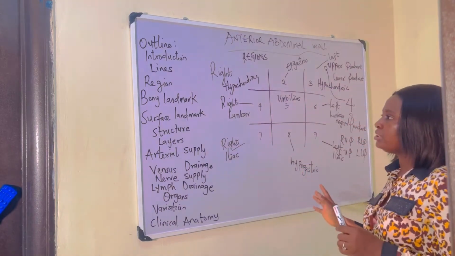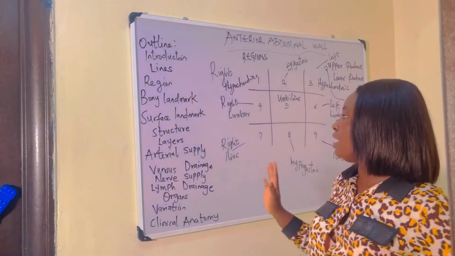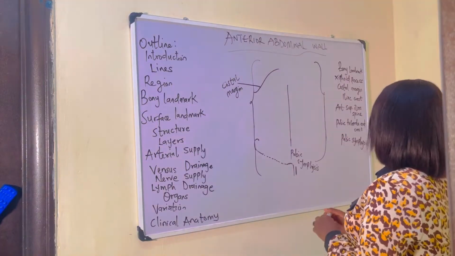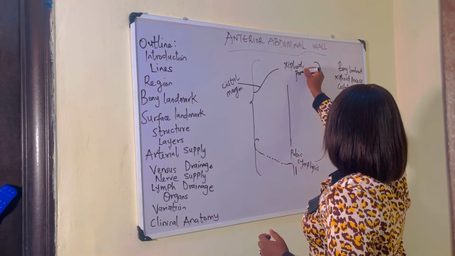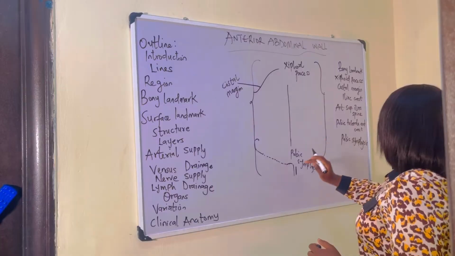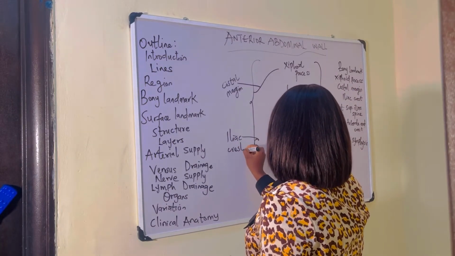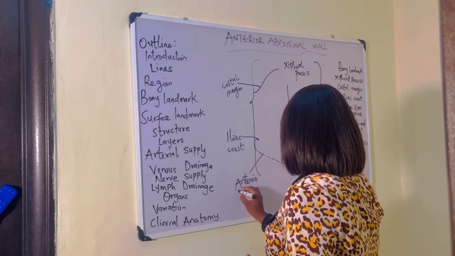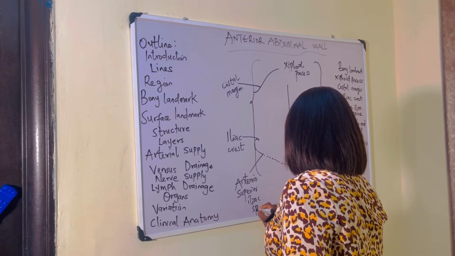So having talked about the regions of the anterior abdominal wall, let's get to the next one, which is the body landmarks of the anterior abdominal wall. So let's talk about the body landmarks that we can see in the anterior abdominal wall. The first includes the xiphoid process, and the next includes the costal margin formed by costal cartilage 7 to 10. Then we are having the iliac crest. So this is the iliac crest. And we are having the anterior superior iliac spine, which is represented here, the anterior superior iliac spine.